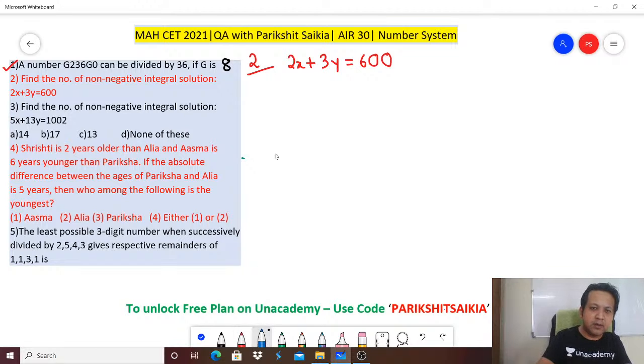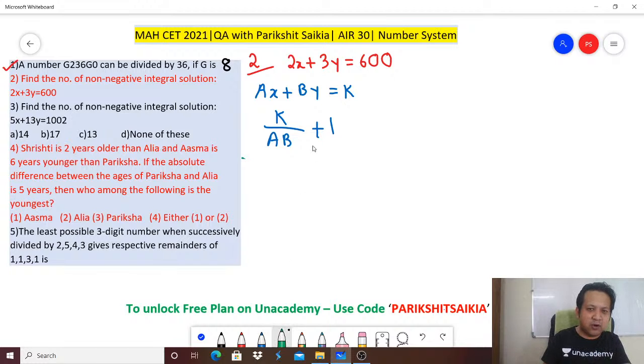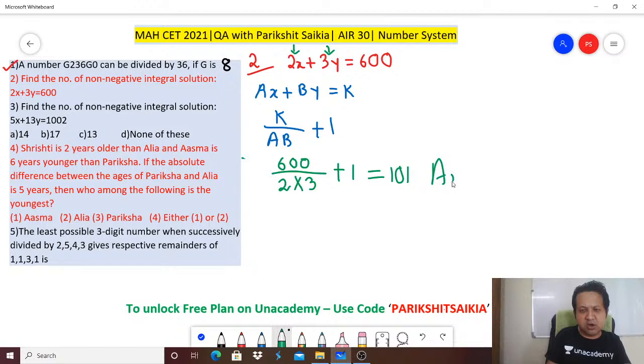You know what is the direct shortcut? Let me show you. If an equation is of the form ax plus by is equal to k, then the number of solutions is given by k divided by a into b, plus 1. So in our case, what is the value of k? 600. What is the value of a? 2. What is the value of b? 3. So 600 divided by 2 into 3, plus 1. It comes out to be 101. That's your answer.